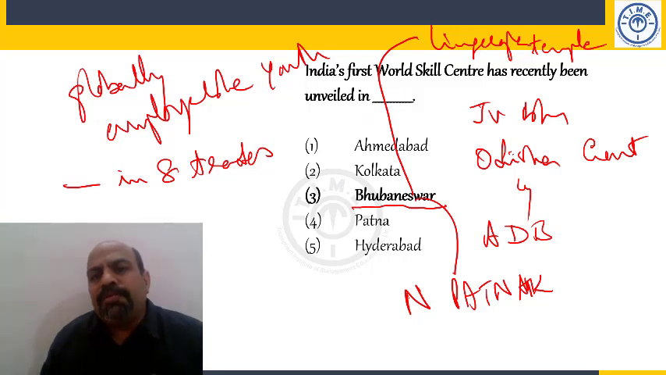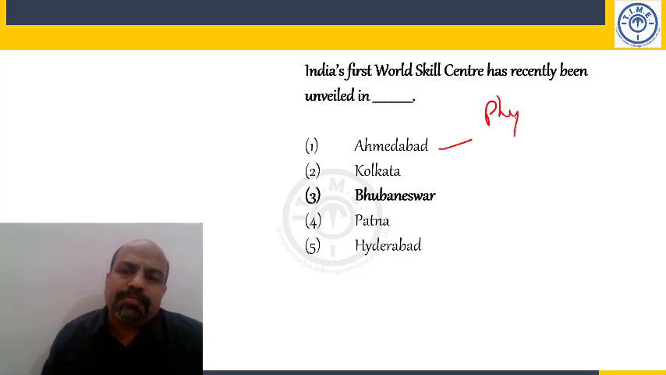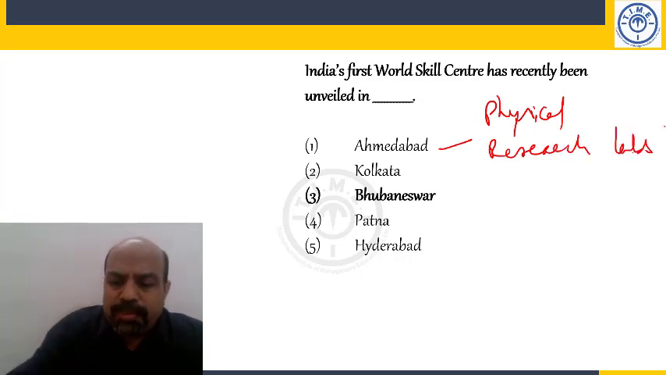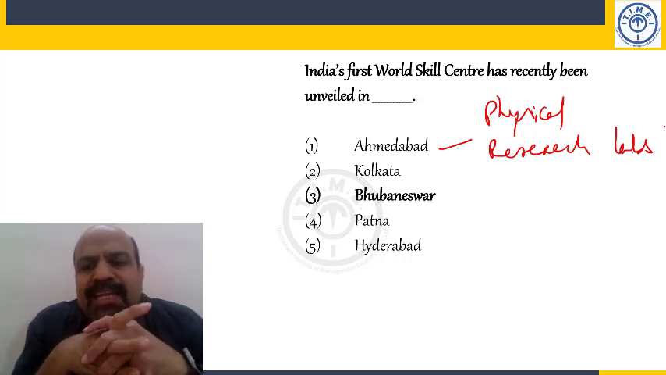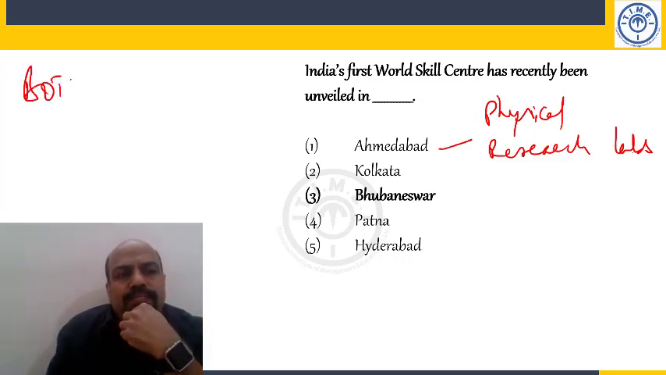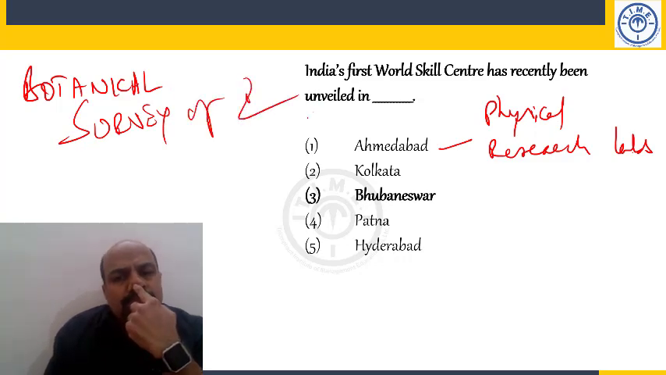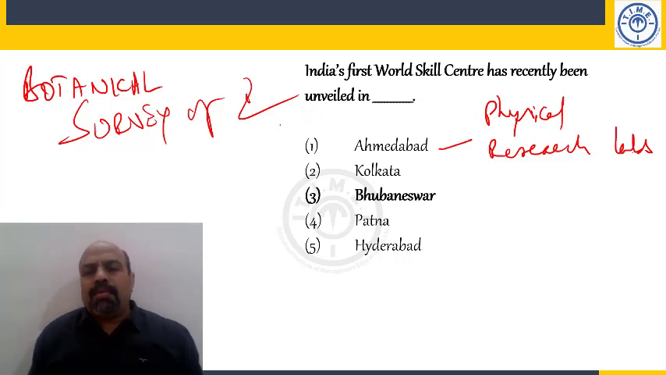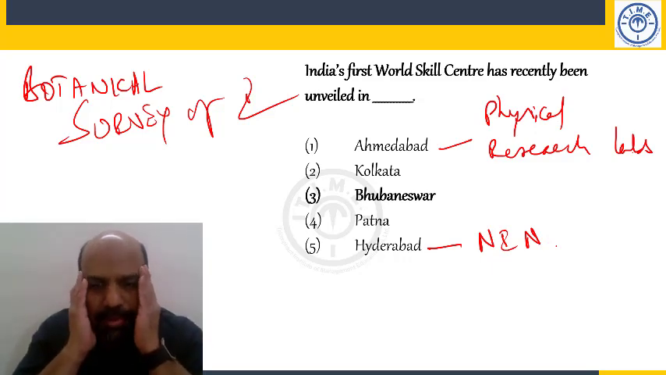Now coming to the choices, if World Skills Center is in Bhubaneswar, could we look at these places and put some organization in this? You could write Ahmedabad: Physical Research Laboratory. Calcutta: plenty of them, Botanical Survey of India. Hyderabad: National Institute of Nutrition.